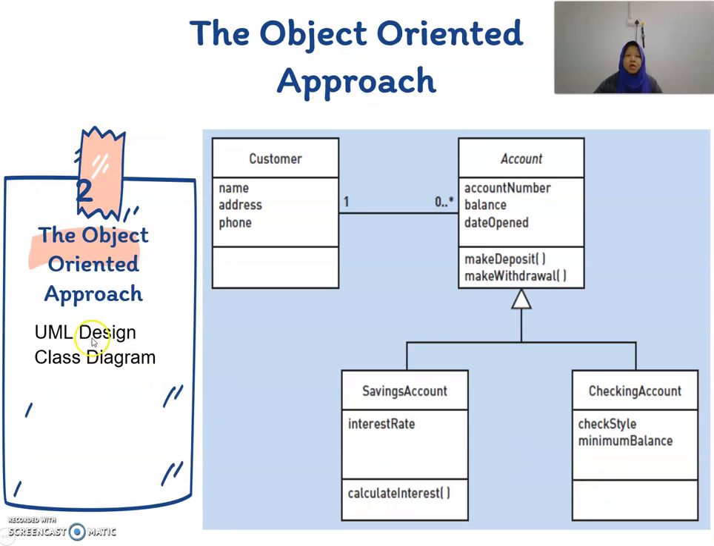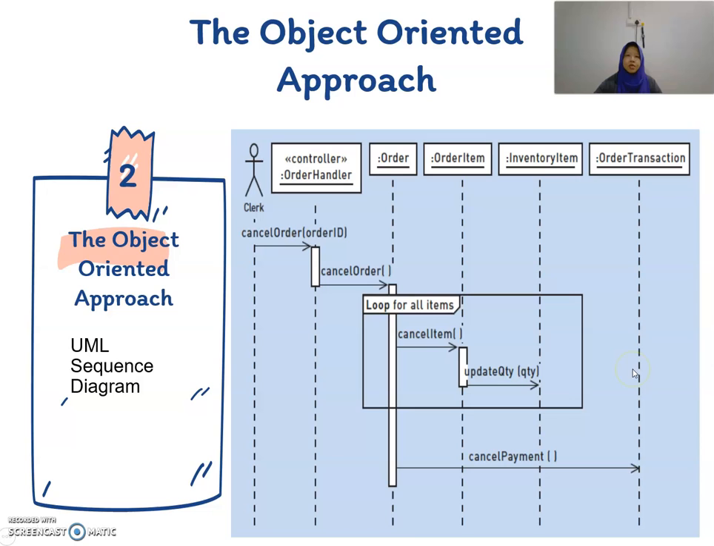So normally we use UML design, UML diagrams. For example, here is the class diagram. We have the customer account, saving account, and checking account. The sequence diagram shows the process. For the clerk, in order to order, the order handler, order item, inventory item, and order transaction. So this shows the sequence diagram.